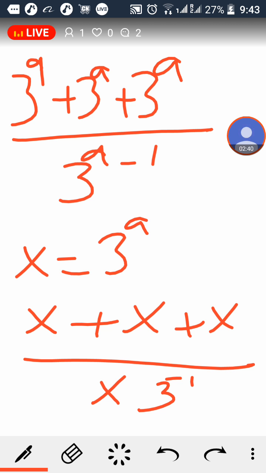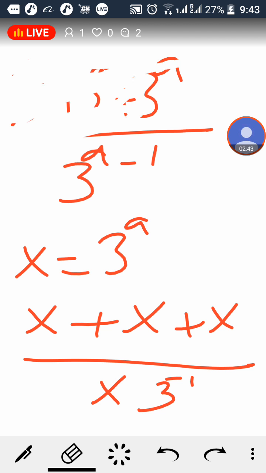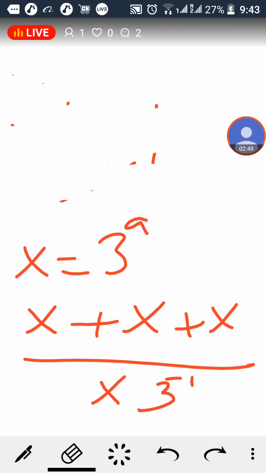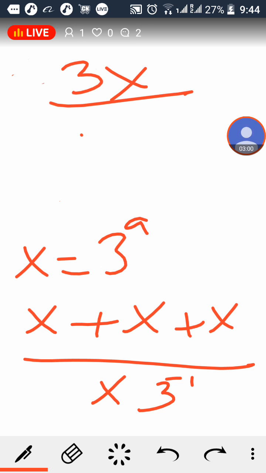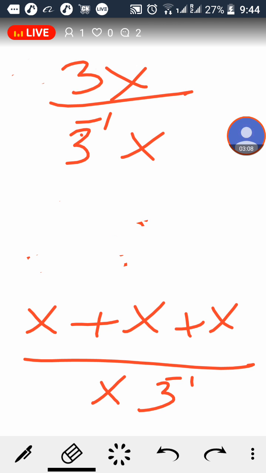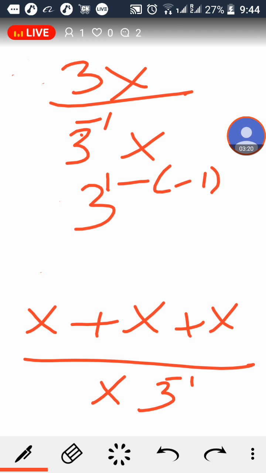and in the denominator what you get is, so let me erase this to continue. Okay, so now again, what you get in the numerator is 3x over x times 3 to power negative 1. Now you see, we can cancel x with x, right? If we cancel x with x, what we will get is 3 to power 1 in the numerator and minus 1 in the denominator.